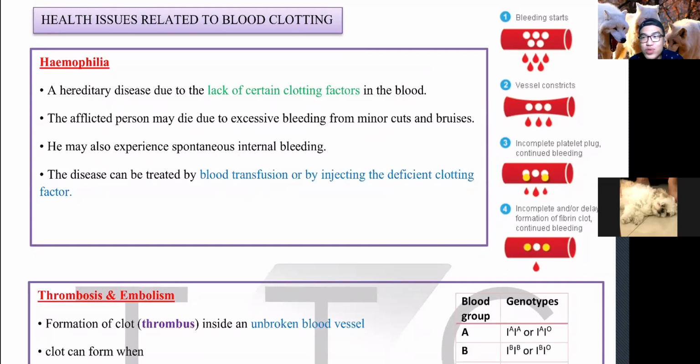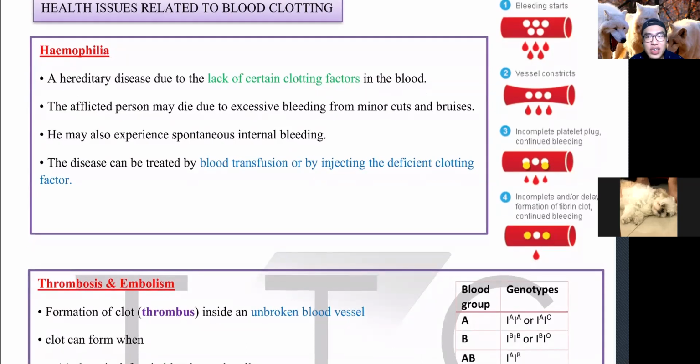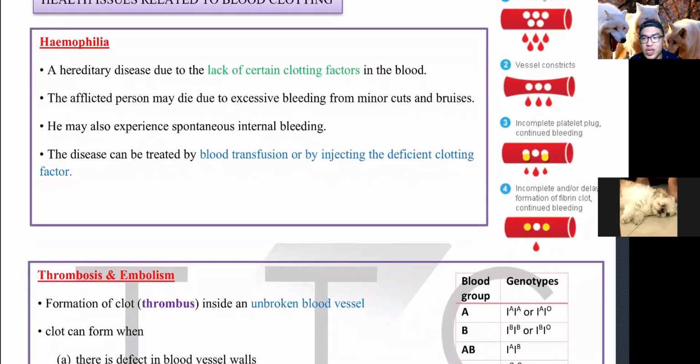Okay, they will get bruises randomly, and then the disease can be treated by blood transfusion or injecting deficient clotting factor. Okay, so far I've never heard of people around me that has hemophilia. Okay, very rare disease. So you learn this further in Form 5, when we talk about genetic disease.